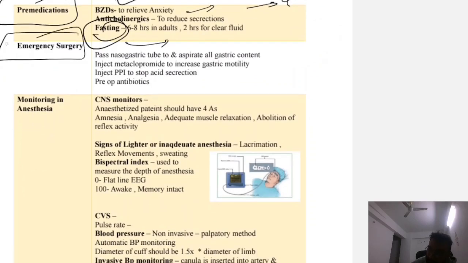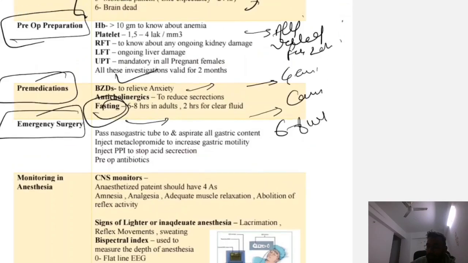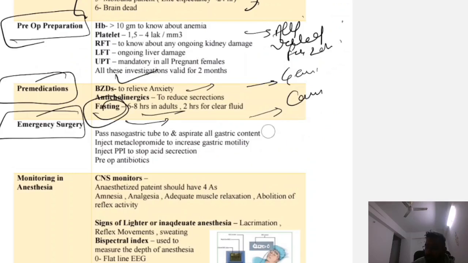Okay, now emergency surgery. Let's assume a patient came to the casualty with acute appendicitis, and he is having severe pain, and you have done USG, and you find that he needs emergency surgery for appendectomy. Now you can't wait for 6 to 8 hours of fasting. So in that case, you have to go for emergency surgery. In emergency, you have to pass a nasogastric tube and aspirate all the gastric content. Or another way, you can inject metoclopramide to increase the gastric motility. You can inject a PPI to stop the acid secretion. Okay.